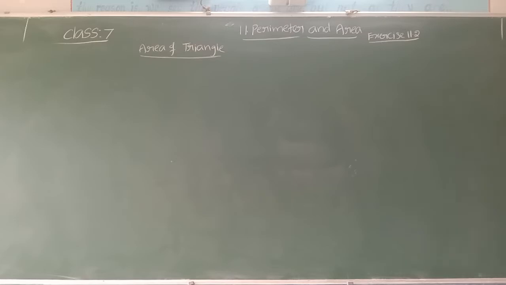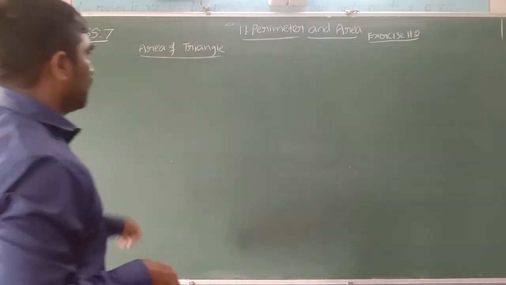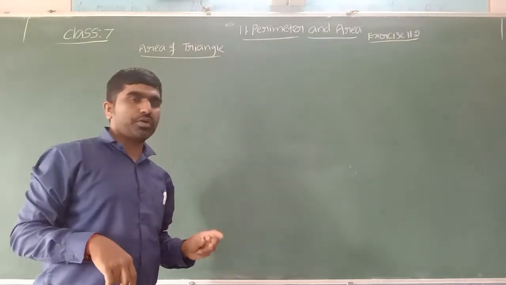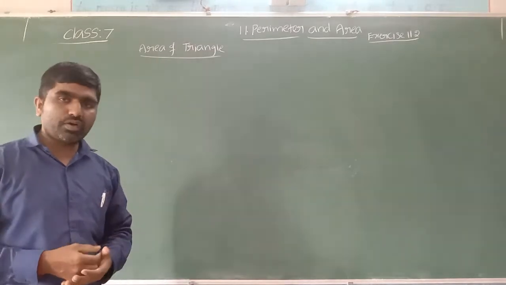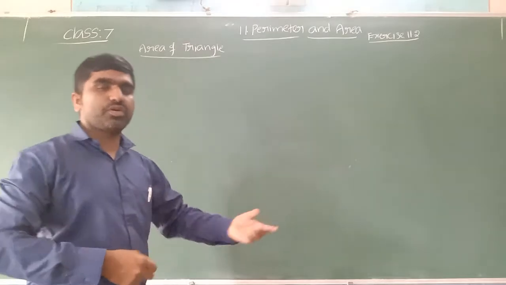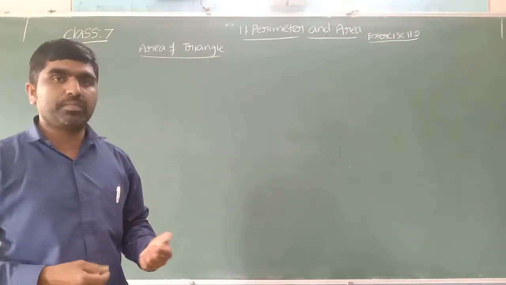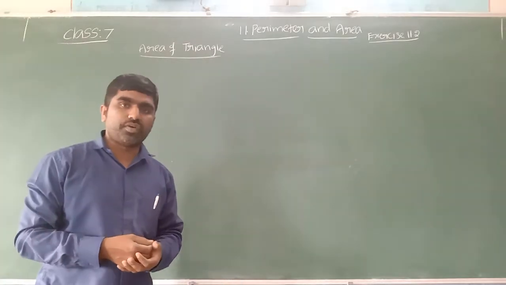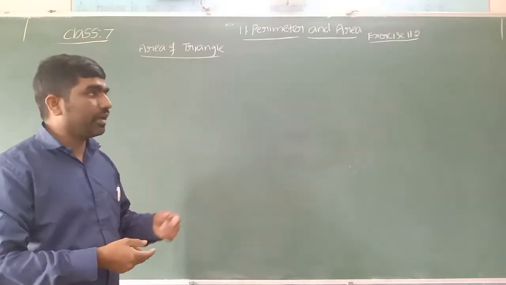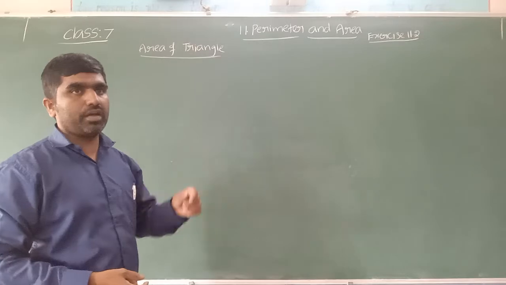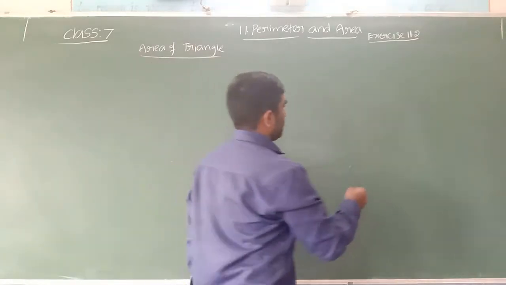Children, let's see how to find the area of a triangle. A triangle is a polygon which is bounded by 3 sides. Let us find how to find the area of a triangle. Just now we learned how to find the area of a parallelogram. Yes, the area of a parallelogram formula is base into height. Now we try to find the area of a triangle by using the formula of the area of a parallelogram.